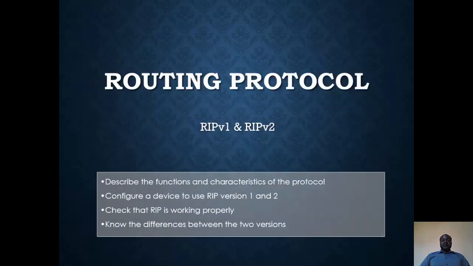Okay, and we have the routing protocol. We know in networking that a protocol is the different stages, the different order in which information can proceed. So here we will describe the function and characteristics of the protocol. We configure devices to use the Routing Information Protocol, versions 1 and 2, and we will check that the Routing Information Protocol is working properly. And we must know the difference between the two versions.